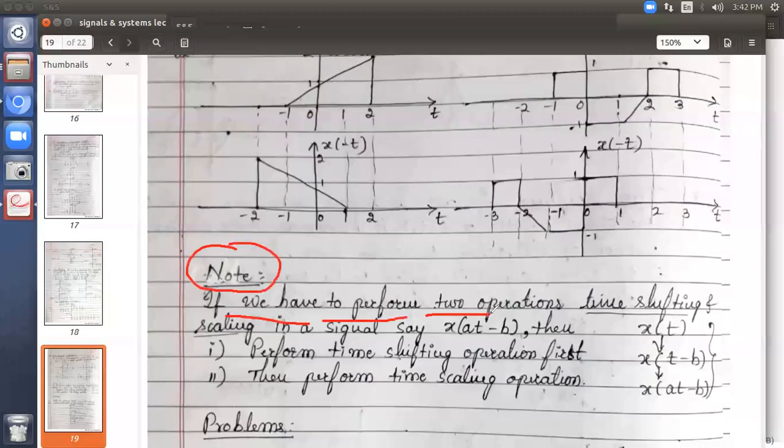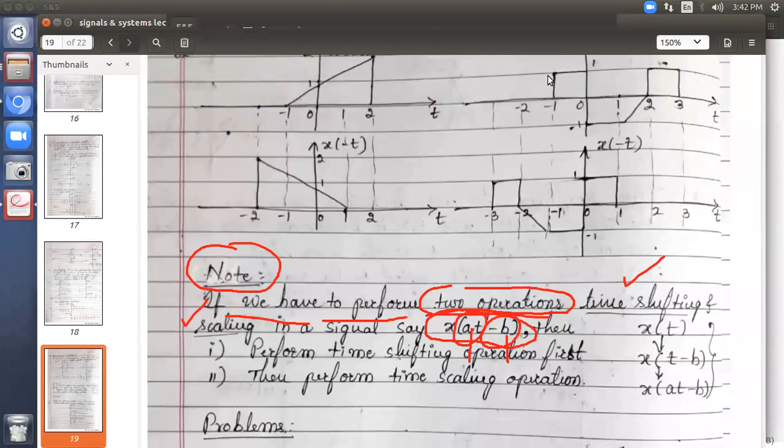If we have to perform two operations at a time, it may happen that, whenever a problem is given to you, it will not be so simple that only one particular operation is asked to perform. Obviously the question will be a combination of all these three operations. Sometimes you have a question wherein you have to perform two operations at a time, specifically time shifting and scaling, like a into t represents scaling, minus b represents shifting.